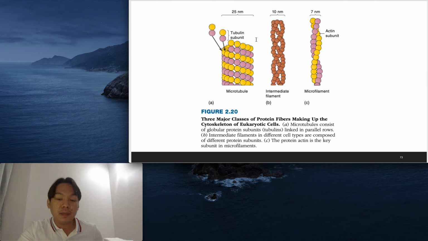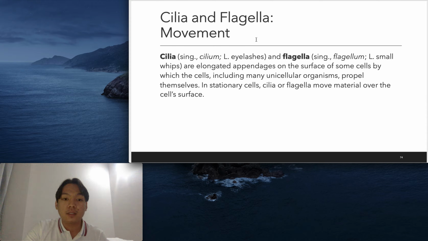And these are the three major classes of protein fibers making up the cytoskeleton of your eukaryotic cell: the microtubule, the intermediate filament, and the actin subunits. So we now go with the cilia and flagella for movement. Cilium, or the cilia, comes from the Latin word for eyelashes, and flagella, or flagellum, means small whips. They are the elongated appendages on the surface of your eukaryotic cell.